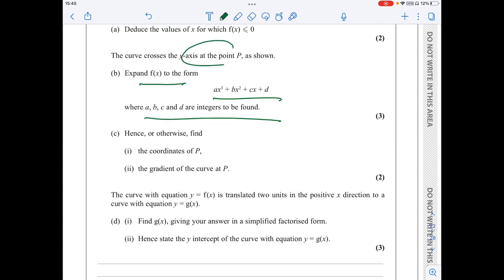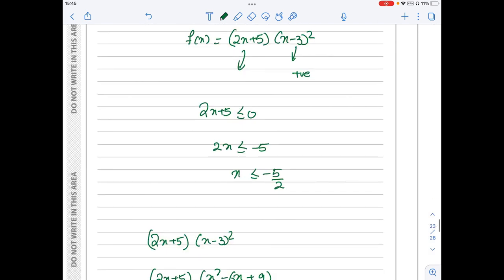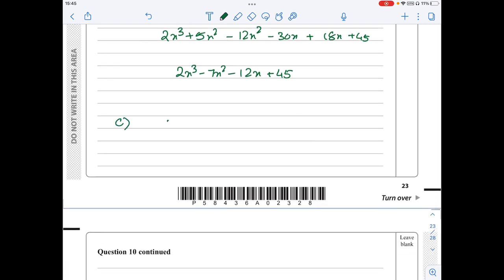It meets the y-axis at P. Find the coordinates of P. So y-axis means nothing but what? x equals 0. So that becomes y equals 0 plus 45, which is 45. So P equals nothing but what? 0 comma 45.